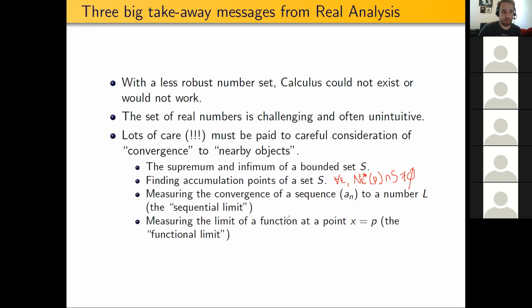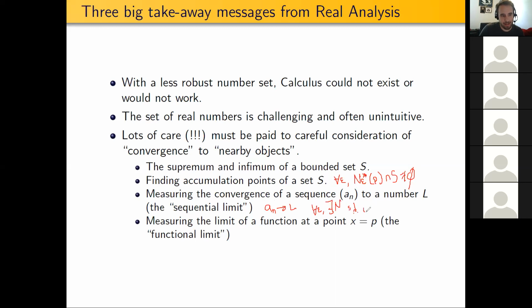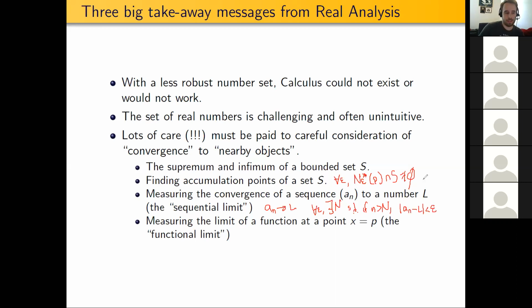We also talked about convergence of a sequence to a number, right? So we talked about sequential limits. And that was this idea that a sub n could go to a limit L if and only if for all epsilon there exists a capital N, such that if little n is bigger than big N, the distance from a sub n to L is less than epsilon. So we had that definition, again, for all epsilon, so on all small scales of distance, our sequence will eventually end up in that epsilon neighborhood of L.